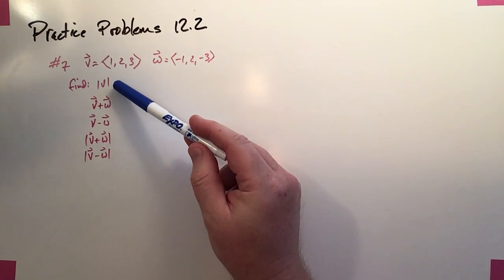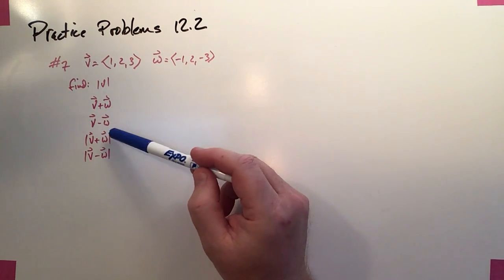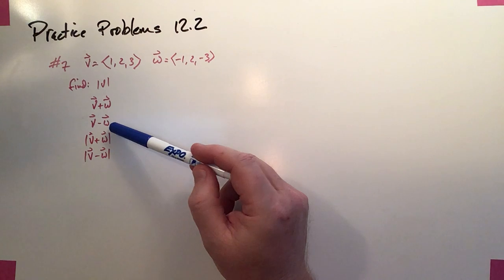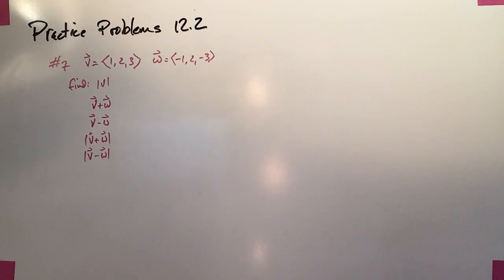And then it asks us to compute 5 things. The magnitude of v. It wants us to do two vector additions, v plus w and v minus w, and then finally two magnitudes, the magnitude of v plus w and the magnitude of v minus w.